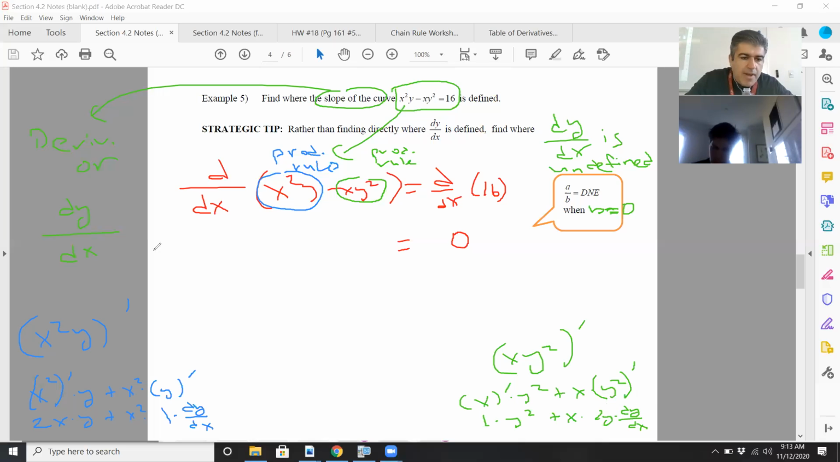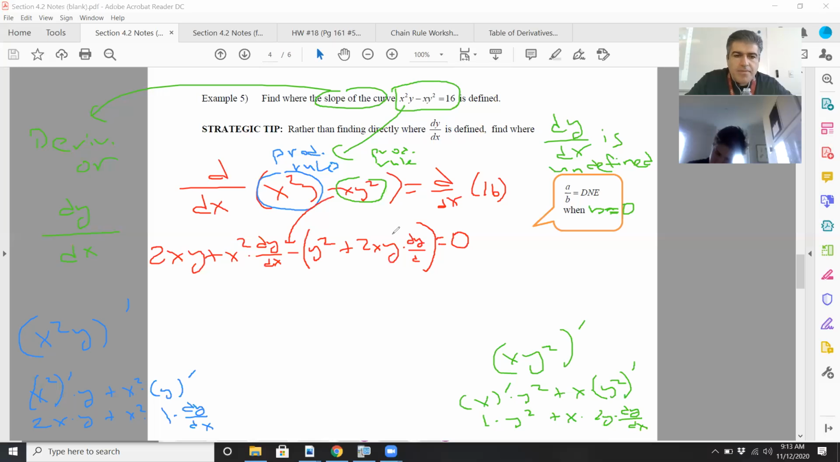So you're going to have 2xy plus x squared times dy over dx, minus, because it's a minus, right? Don't forget about that. Whatever the derivative of xy squared is, that's going to be y squared plus 2xy times dy over dx. Now, we have to isolate dy over dx.